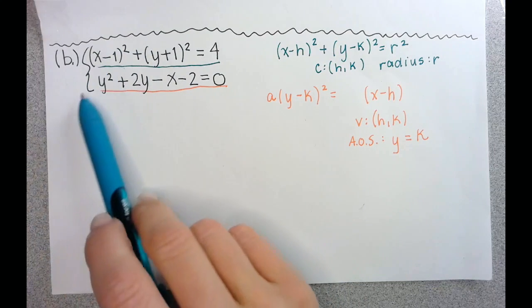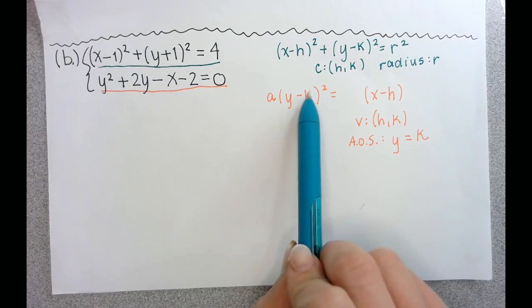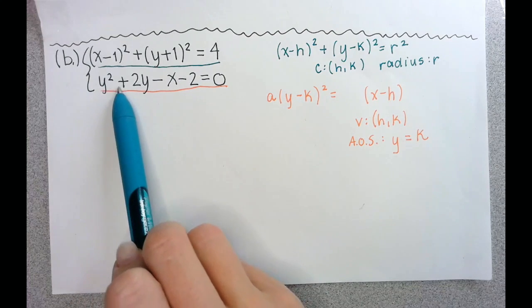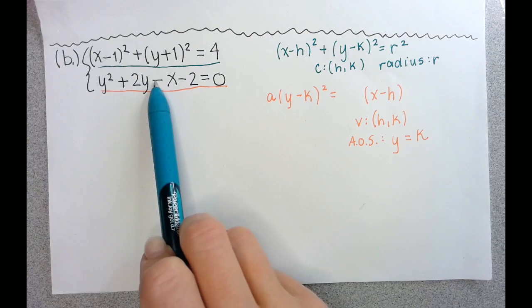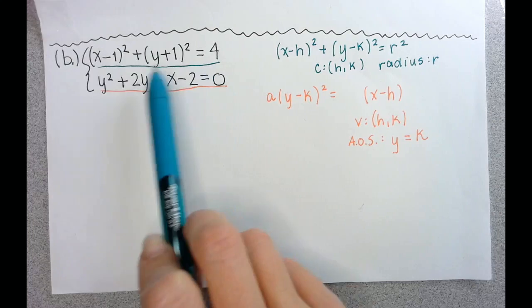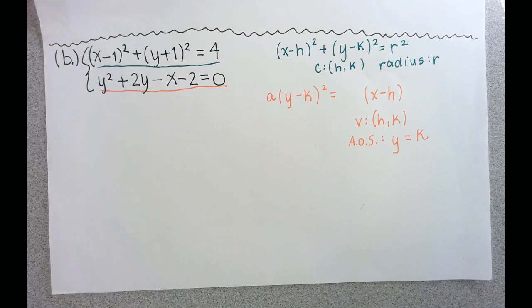Or I could, if we look carefully here, if I complete the square on this, like I mentioned over here, if I complete the square, y squared plus 2y, you're going to get y squared plus 2y plus 1, and you'd add 1 to both sides, and you'd end up with y plus 1 quantity squared, which is what we have here. So I kind of feel inclined to do that.